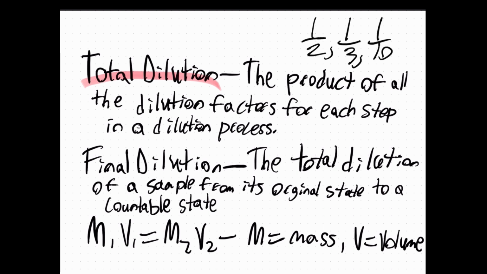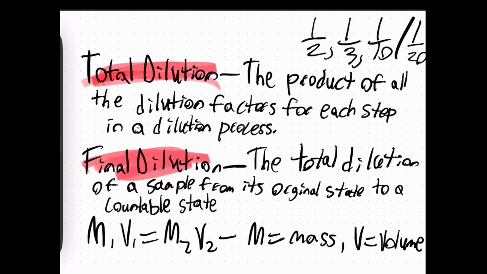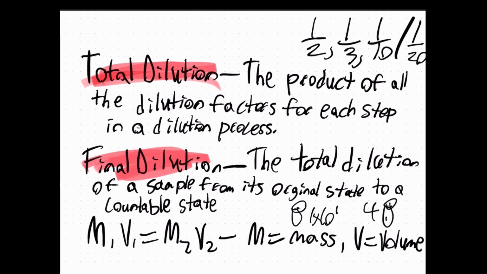It's not going to be anything different in this video, but you can have, for example, a 1/20 or even 1/100. And then we have our final dilution, which is the total dilution of a sample from its original state to a countable state. That's a lot of jargon for basically exponents. For a tenfold dilution, from our original flask, it's going to be 1 times 10 to the first, up to, let's just say, the fourth flask, which, sorry for these bad drawings, is 1 times 10 to the fourth.